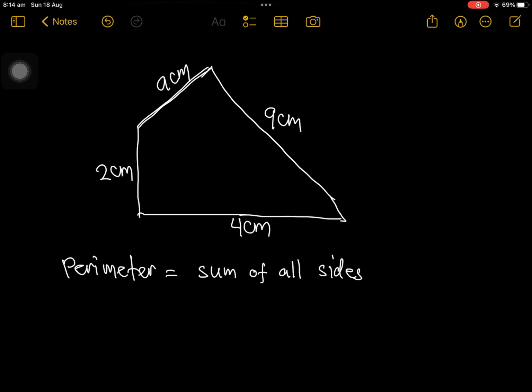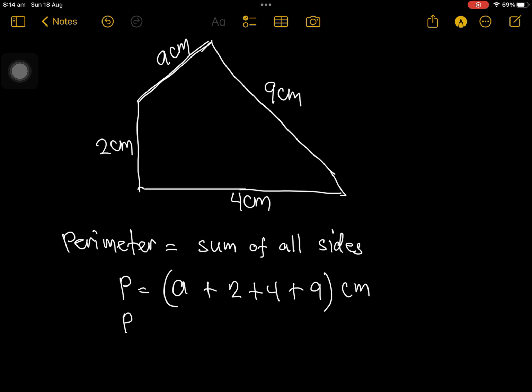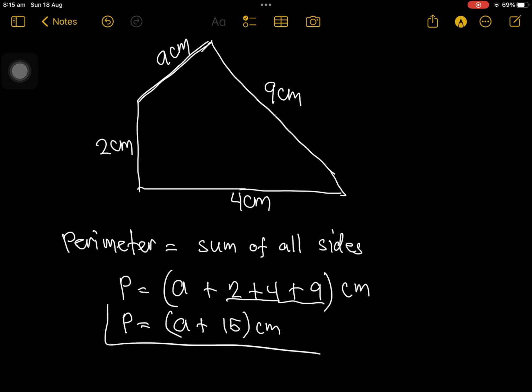So let's start with a. So P is equal to a plus 2 plus 4 plus 9. And then, as I've said, put it in a bracket and then put the unit outside of the bracket. Then simplify the constants. So what is 2 plus 4 plus 9? That is 15 cm. So therefore, the perimeter of this shape is a plus 15 cm. Okay, let's have one more.